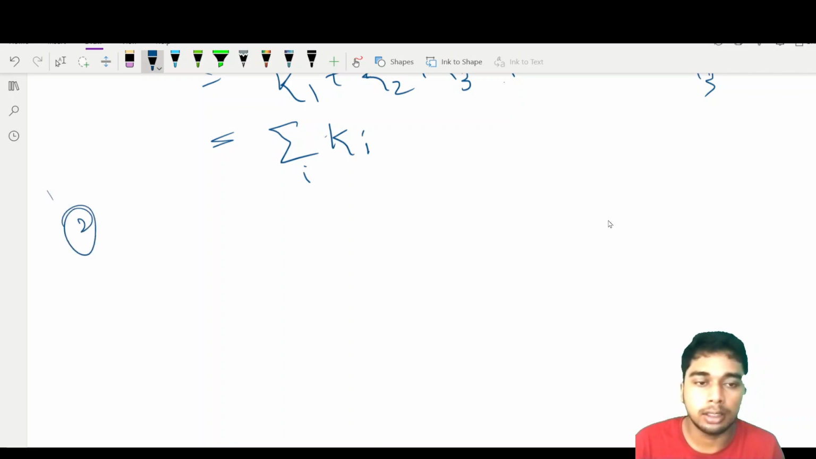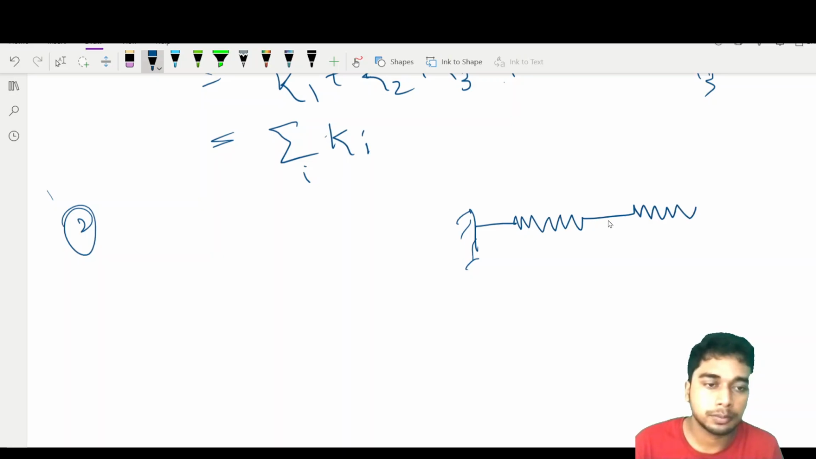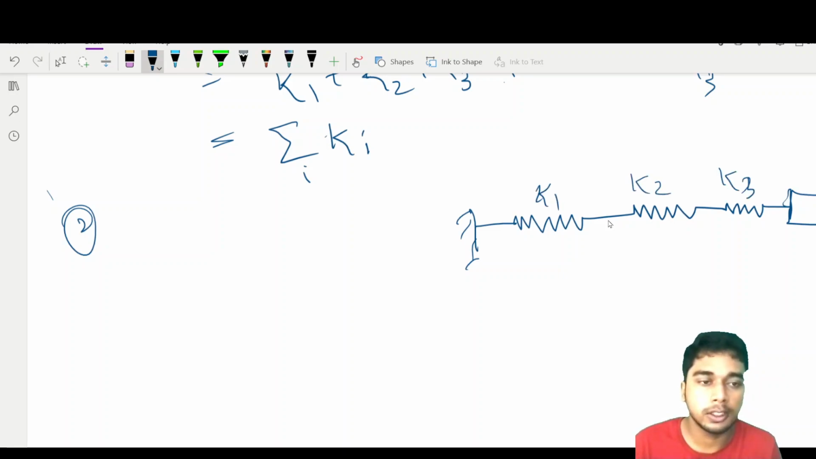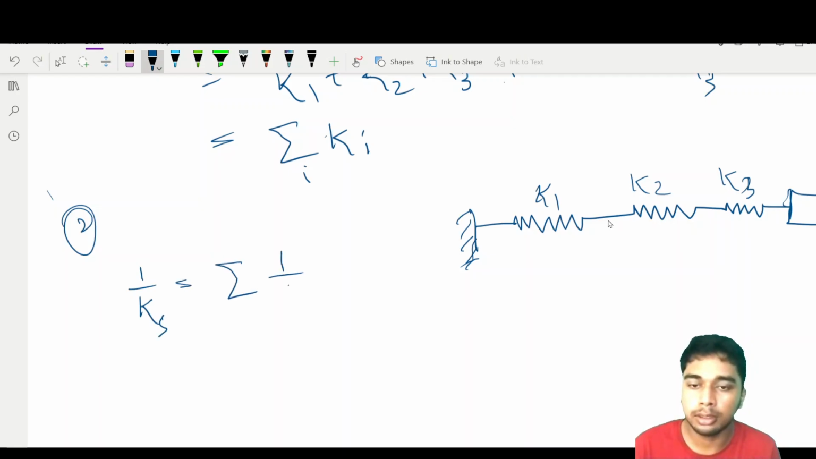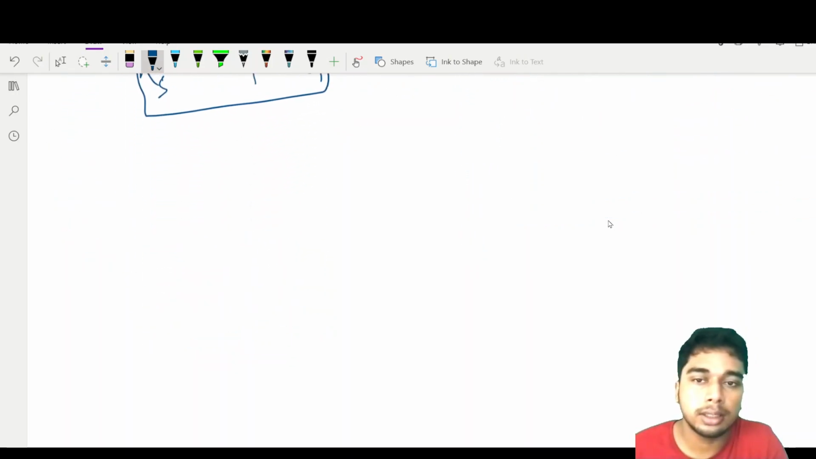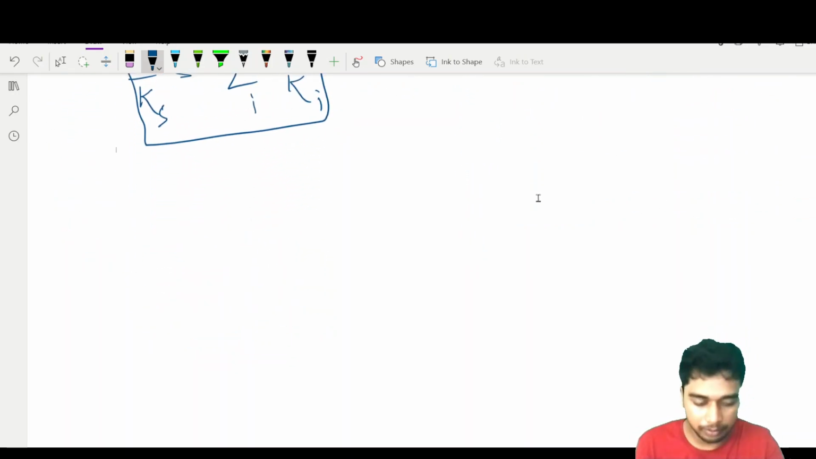Similarly, in the second case, for example, the springs are connected to a wall. There are many springs: this is K1, this is K2, and this is K3. So in this case, I take K series equal to the summation over 1 by K. So this is the effective formula if there are more than one spring, and how to calculate them.